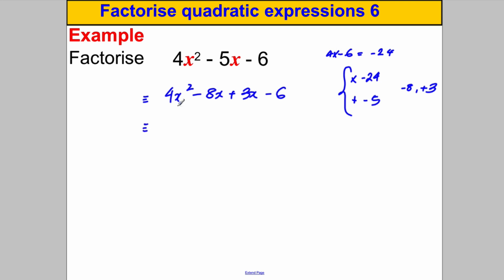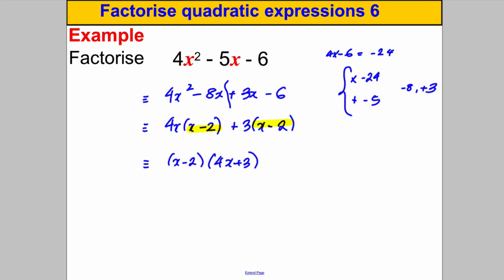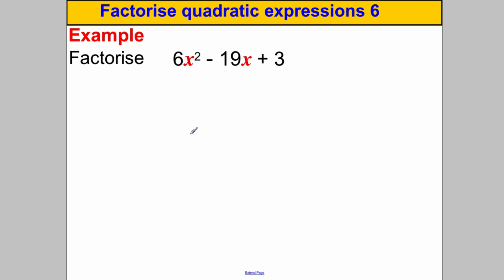And then I'm going to say, right, factor this bit separately. That's 4x, x take away 2. And here I can only factor out a positive 3, but again I get x take away 2. I always get the same bracket here, which I then subsequently factorise out the front, and I get x subtract 2, 4x add 3. I'm done. Times it out if you're in an exam and check, but I know this is right. Next one, pause, have a go.